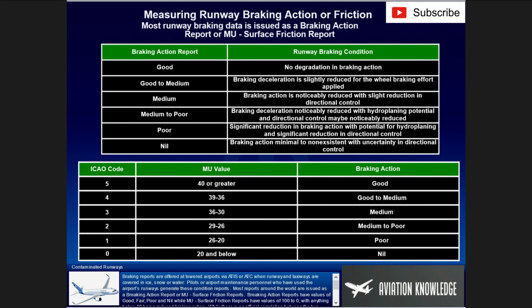While there is no official correlation between the two standards, a rule of thumb is that an MU report of greater than 40 equals a braking action of good. MU of 40 to 30 equals a braking action of fair, and MU of 30 to 20 equals a braking action of poor, and an MU of 20 or less is equal to a braking action of nil.